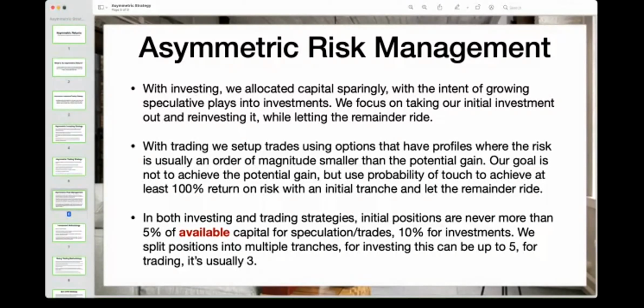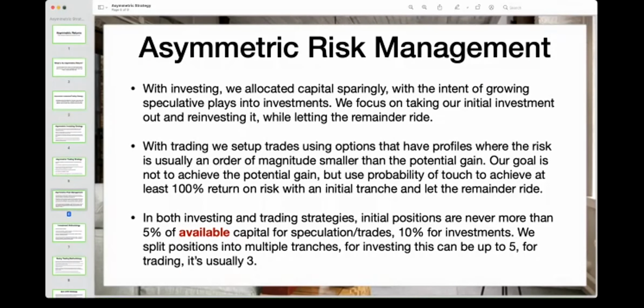And we split positions up into tranches. I mentioned this earlier. With investing, that can be up to 5, and for trading, usually 3. So this gives us the ability to manage our risk by not committing everything right up front, and then adding if we can reduce our cost basis, or it makes sense because maybe the position is on a run and we want to capture that run, or it just looks like a runaway success and we want to get our money in there. So that's one of the reasons why we always start with our initial tranche.